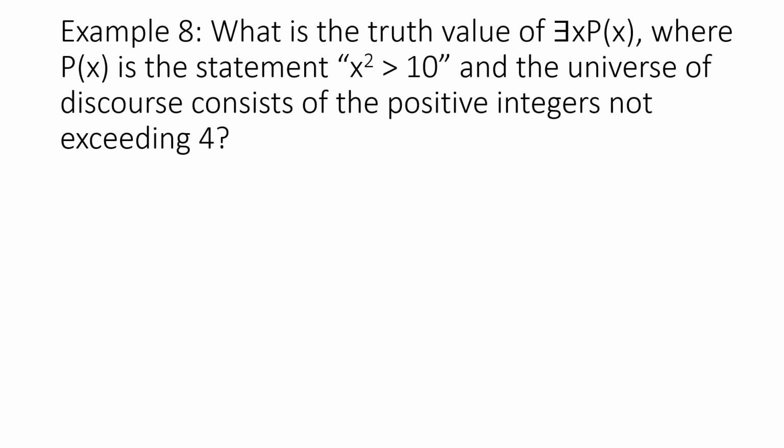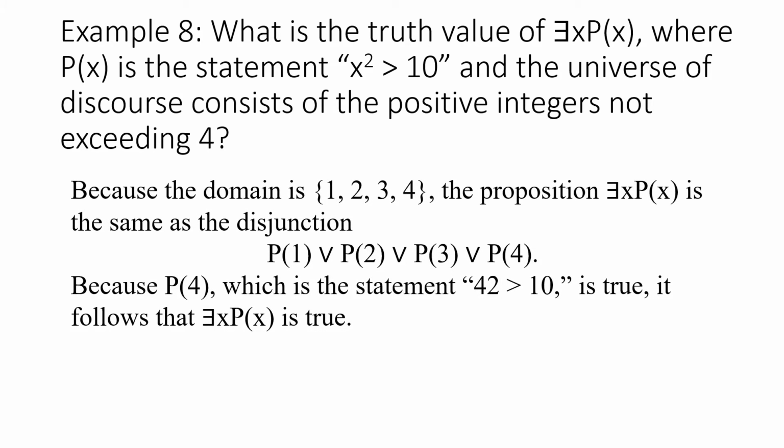For the solution, because the domain is the set of 1, 2, 3, and 4, the proposition there exists x such that p of x is the same as the disjunction p of 1 or p of 2 or p of 3 or p of 4. Because p of 4, which is the statement 4 squared, that's not 42, that's 4 squared, greater than 10, is true, it follows that there exists x such that p of x is true. Let me correct it first. So there exists x such that p of x is true because 4 squared is greater than 10.